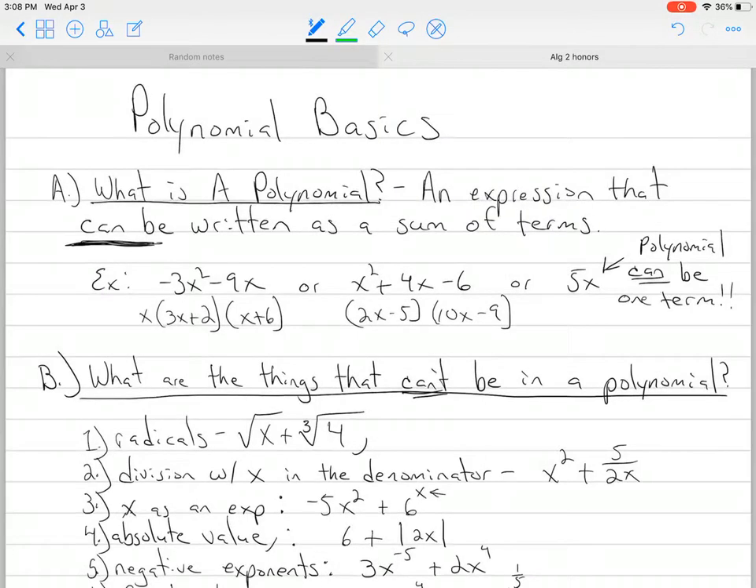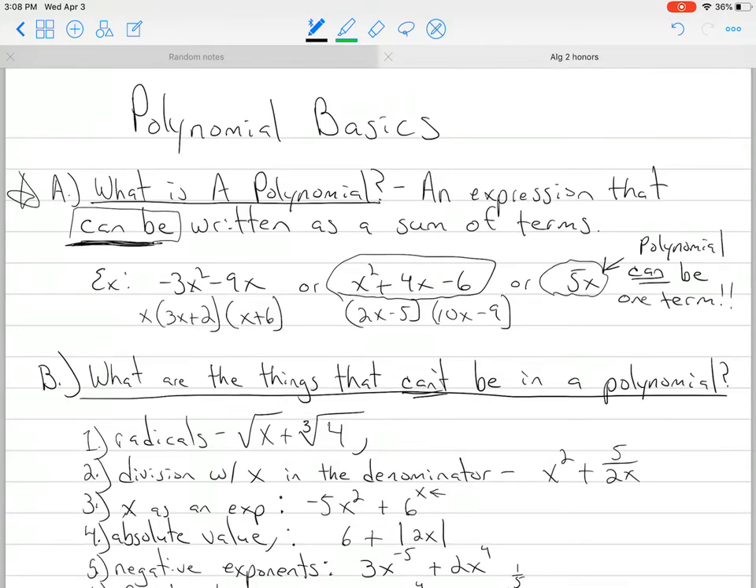So first you're thinking, well, what is a polynomial? A polynomial is an expression that can be written as a sum of terms. Notice it can be written as a sum of terms. So an example of that is negative 3x squared minus 9x, or x squared plus 4x minus 6, or even just 5x on its own. This is a polynomial. It's actually called a monomial. But notice a polynomial can be one term.